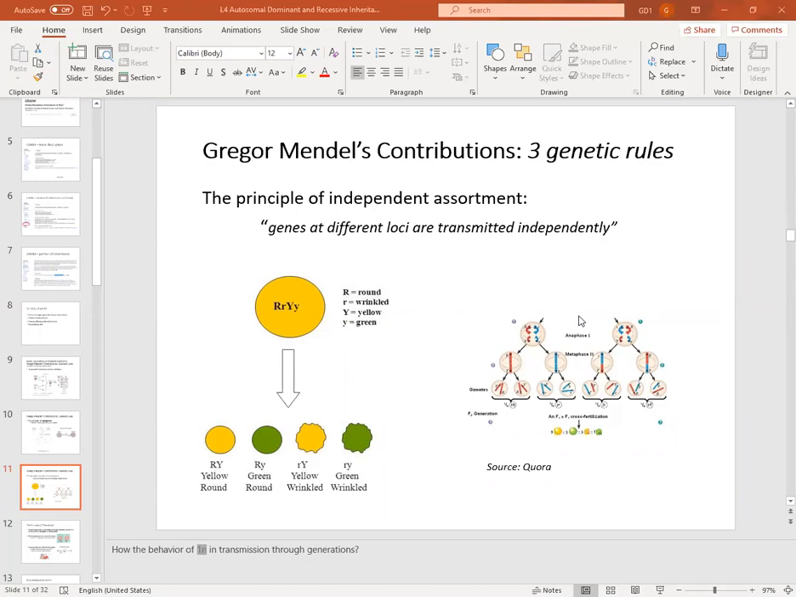Okay, correct. Because of that, the number of different sperm is unlimited, right? We have a lot of different sperm. Okay, great.